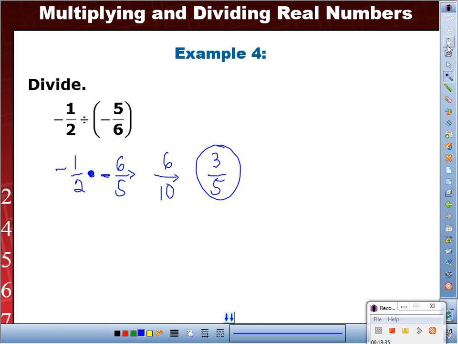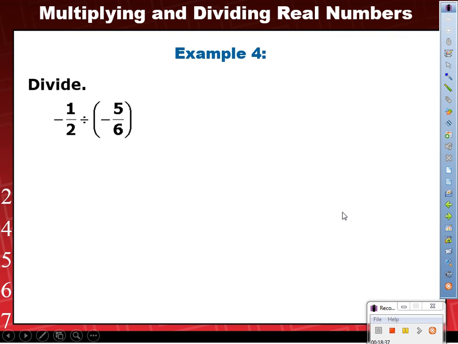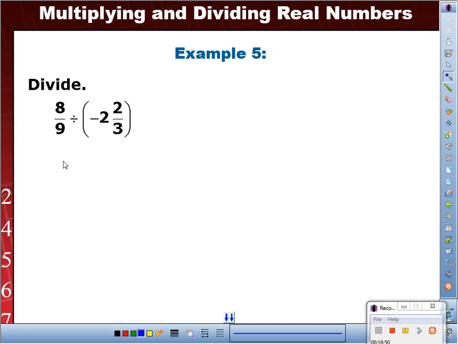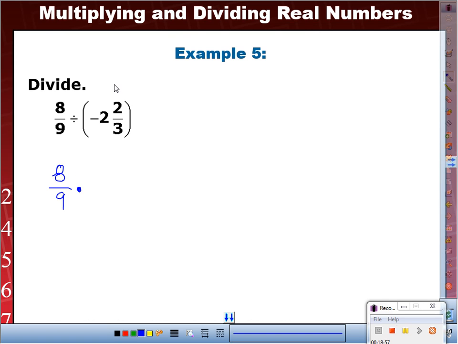Example number 5. Copy this one. For this one, before you do the entire process, change this mixed number into an improper fraction, please. Go. You got 25 seconds. Okay. So the first one stays the same, 8 over 9. We change division to what? Multiplication. Then we need to write the reciprocal, but before that we need to rewrite this, right? This becomes negative 3 times 2 is 6 plus 2, that's 8 over 3. What is the reciprocal? Negative 3 over 8.